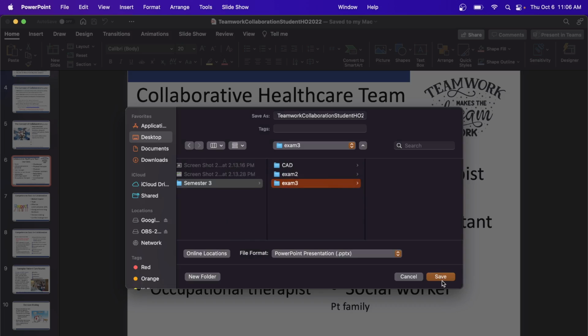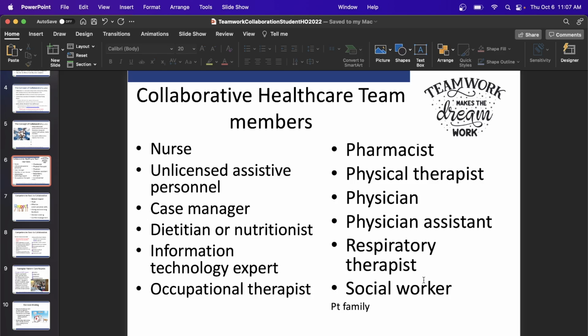Patients, their families, and their caregivers should be a part of the process, to have a voice in their plan of care.